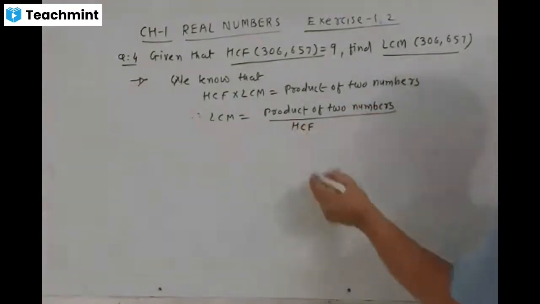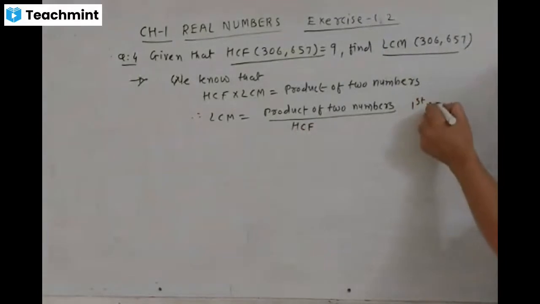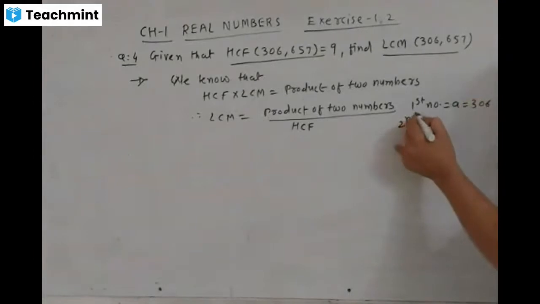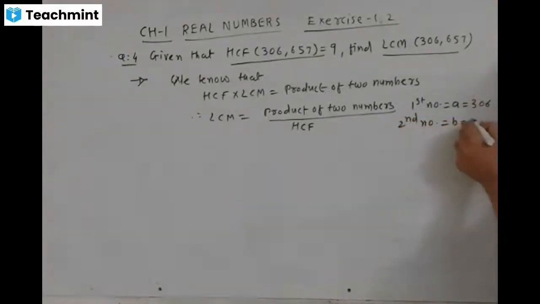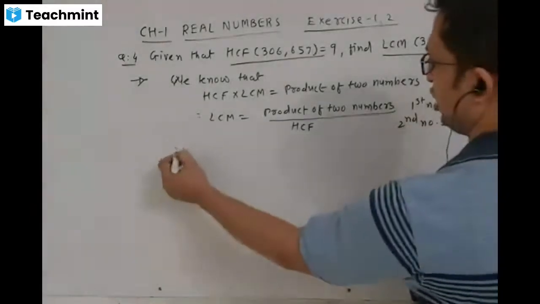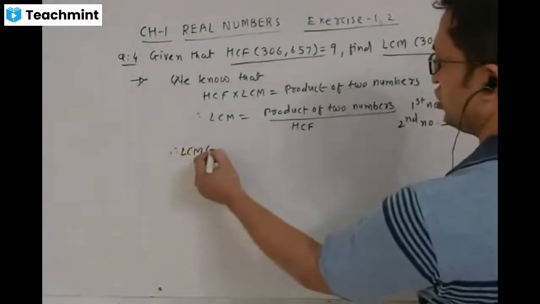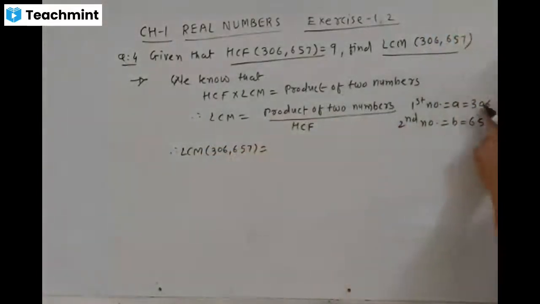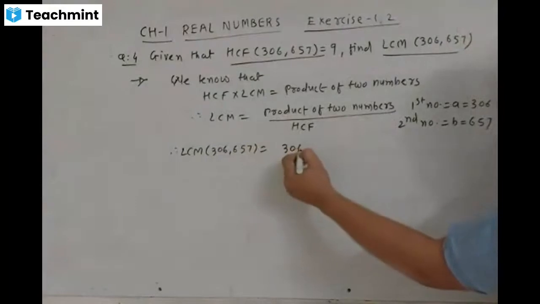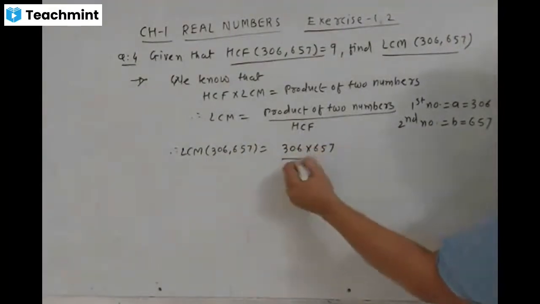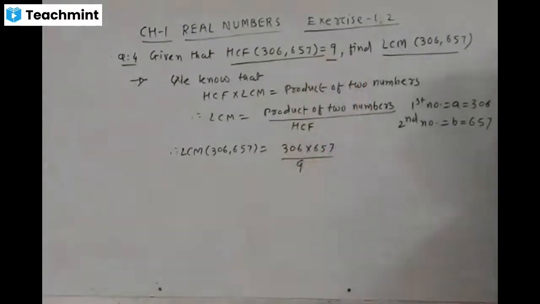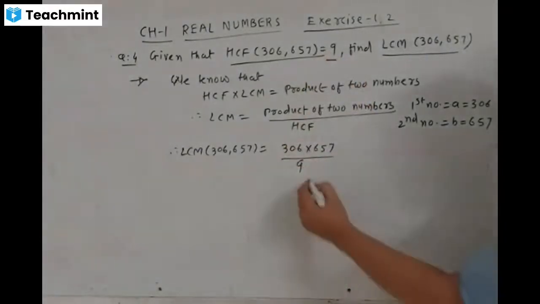HCF. First number, A is equal to 306. Second number, B is equal to 657. Okay, therefore LCM of 306, 657: the product of two numbers, which two numbers? 306 into 657 divided by HCF. HCF is equal to 9. Okay, HCF is equal to 9.